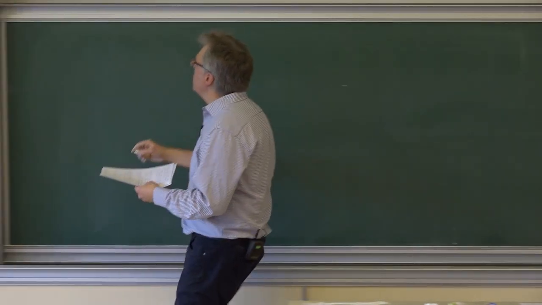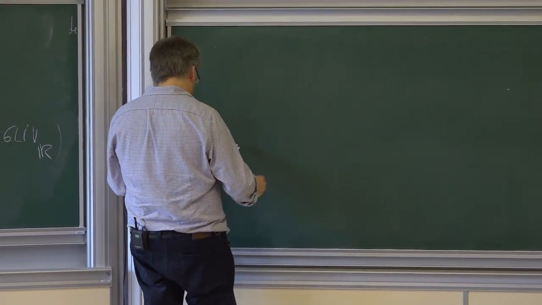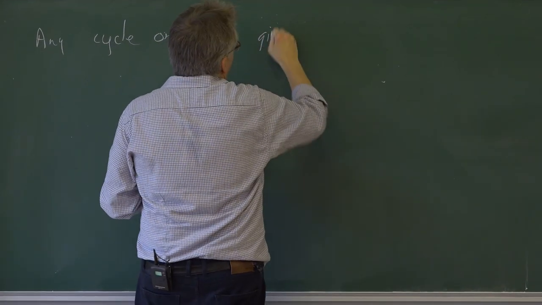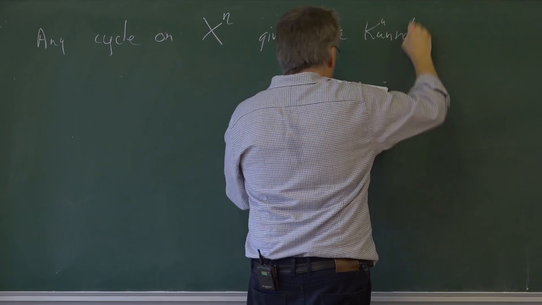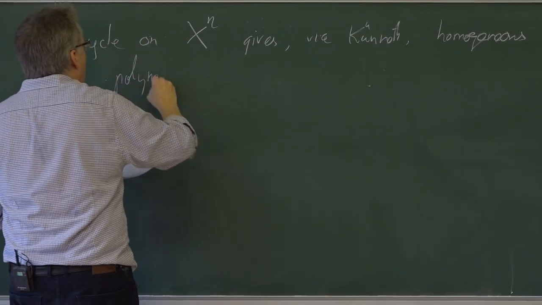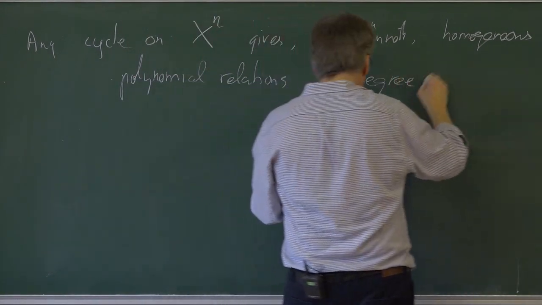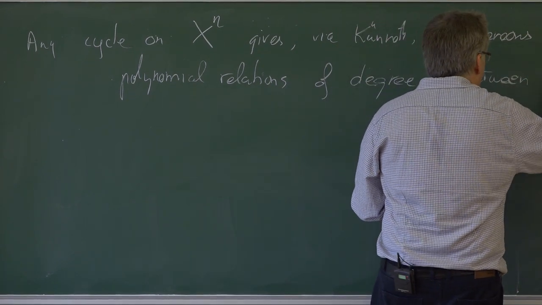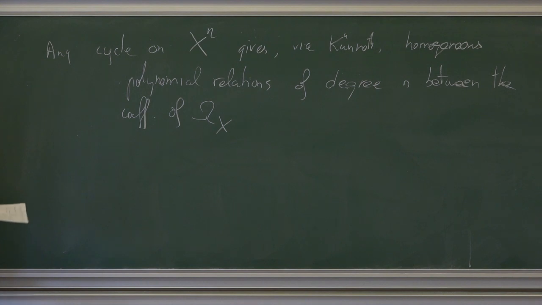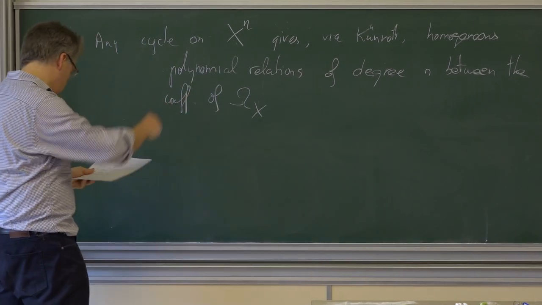And you can be more precise, and this is where irrationality goes to transcendence: you can consider cycles not only on X, but on the powers of X. Okay? So any cycle on X to the n gives, via Künneth, homogeneous polynomial relations of degree n between the coefficients of Omega_X. Okay, this is clear. You use Künneth and then you write your de Rham-Betti class in the cohomology of this, and this gives you those things.